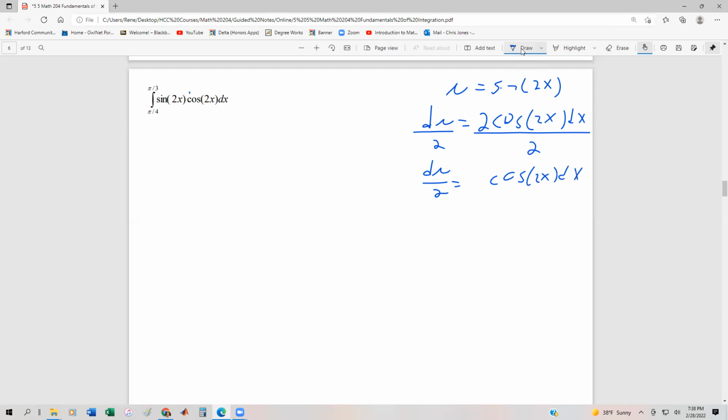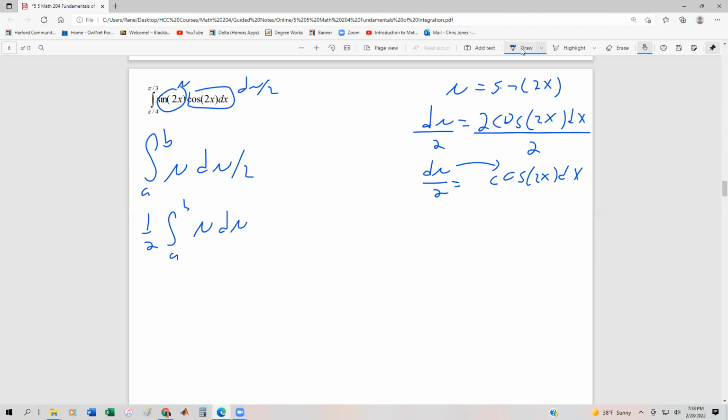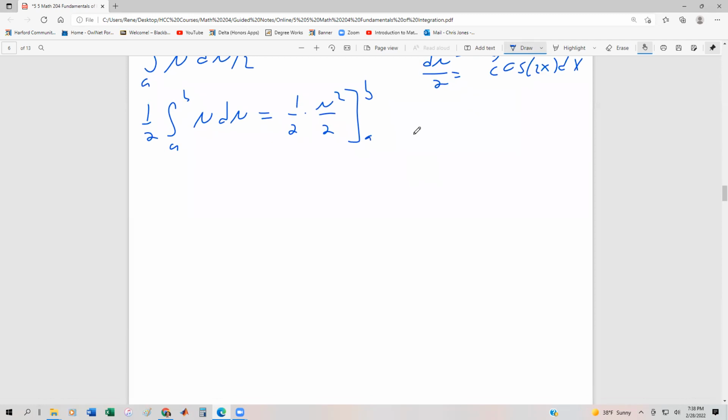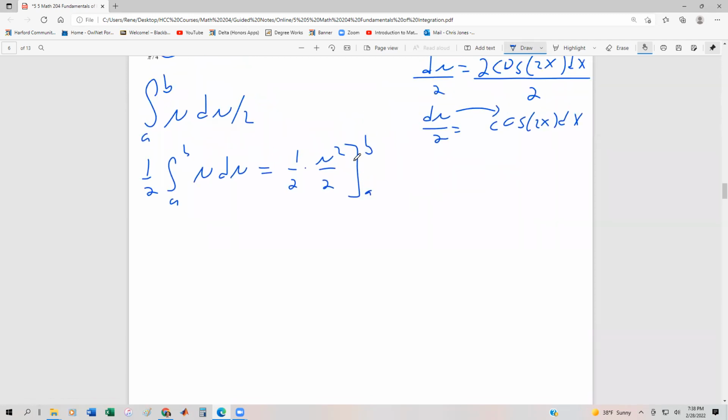Now we can go ahead and substitute. This is our du, and this is our u. We're going to use our dummy variables instead of pi fourths to pi thirds, a to b, u du over 2. So this was our du over 2 because that was our cos 2x. We can factor out the 1/2. So we have 1/2 integral a to b u du, which is the same as 1/2 u squared over 2 from a to b. And now we can go ahead and back substitute for a and b as well as u. And so this is what we end up with.